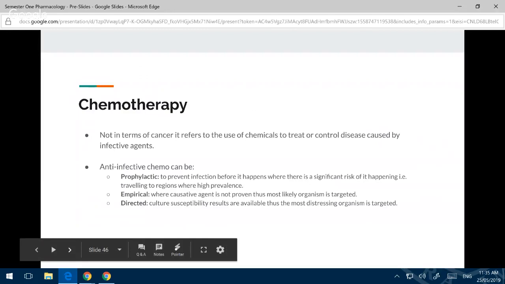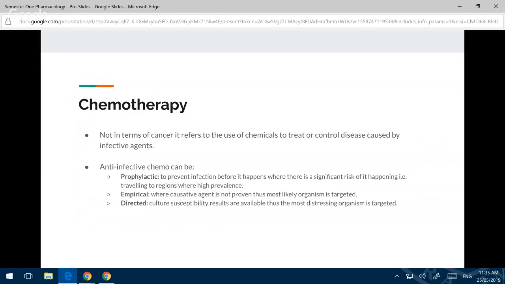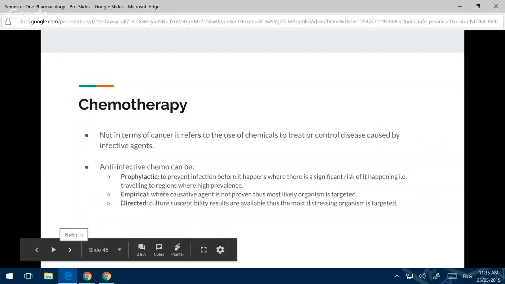So you'll see these used only for groups where there is a significant risk. If you're traveling to regions where there's a high prevalence, we can use empirical chemotherapy, where the causative agent isn't yet known. So we typically use a broad spectrum antibiotic to target the most likely organism. And of course, after we've cultured the bacteria and determined what pathogen it is, we can use directed therapy.